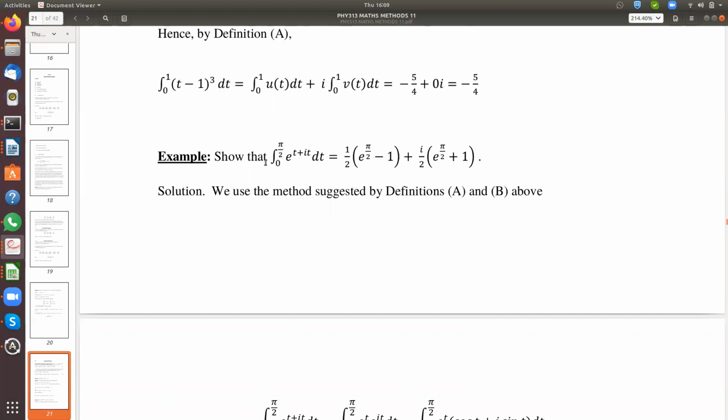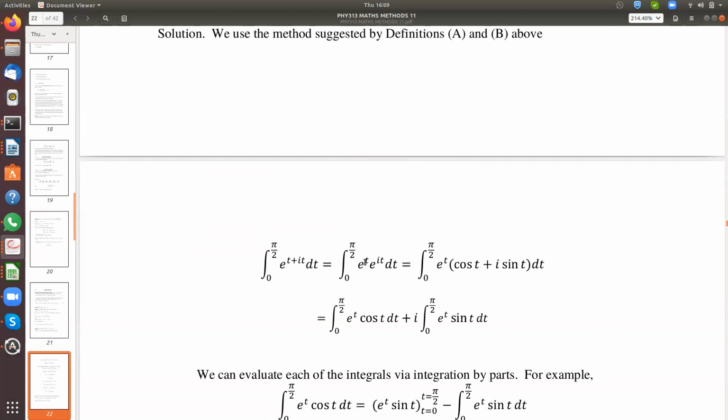Now they say show that the integral from 0 to pi over 2 of e to the power of (t plus it) dt is equal to this expression. If you look at this expression, you can rewrite it in such a way that the plus sign is taken away. You have something like this. The integral of this is equal to this, because they have the same base and in multiplication you add the powers. That is what gives you this. This is just the law of indices in mathematics.